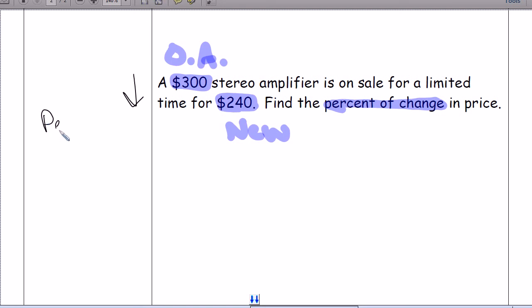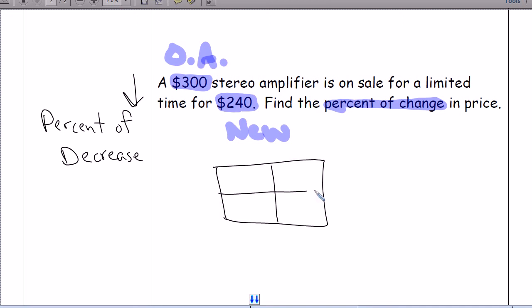So make sure you write that down. Percent of decrease. Now it's cheaper. And when you fill in your box, remember to fill in your 100 right here. This is going to be your percent, so that's your X. Remember here, you're going to put your original amount, and here's your amount of change.